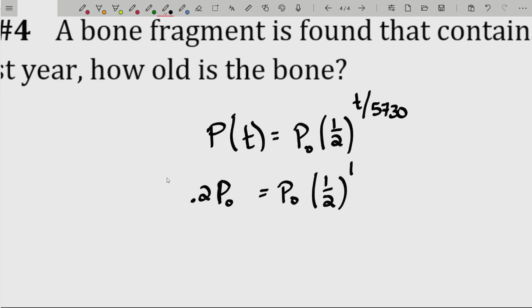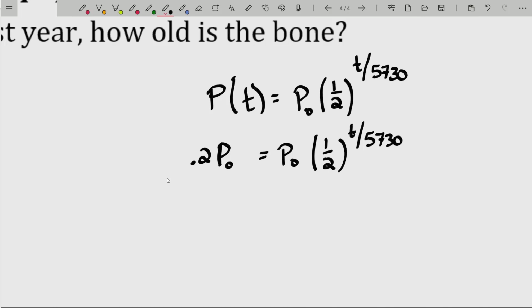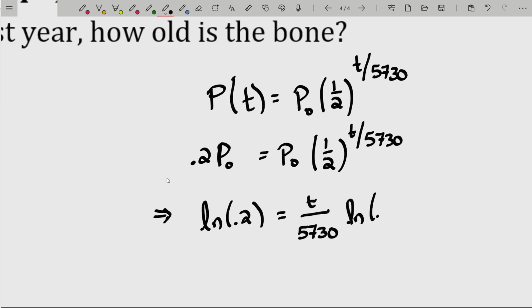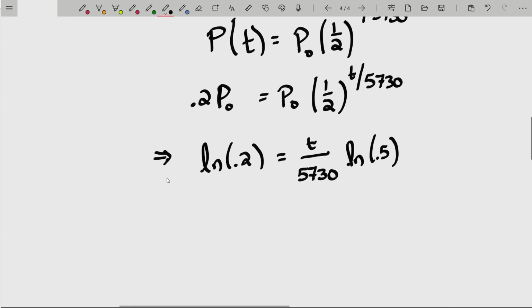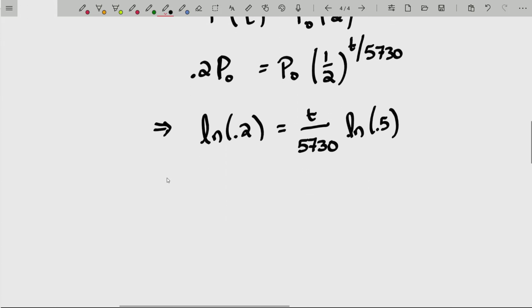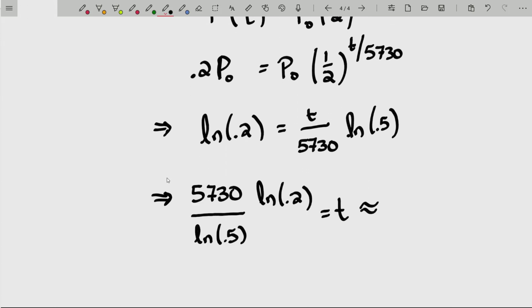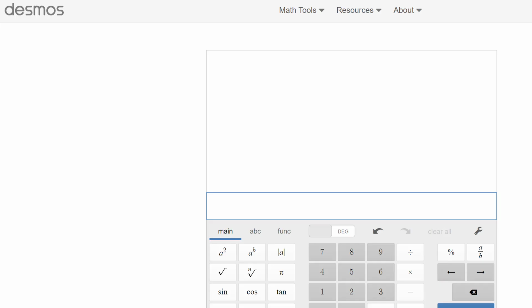And now we're back to the same stuff we were solving in the previous problems. Divide both sides by P naught and take the logarithm of both sides. Notice again, I'm kind of speeding up my computations. Now you can divide both sides by natural log of 0.5 and multiply by 5730. And you get our value for how old this artifact is.